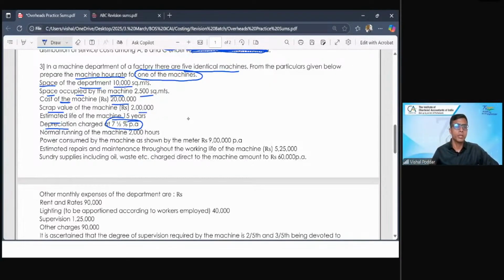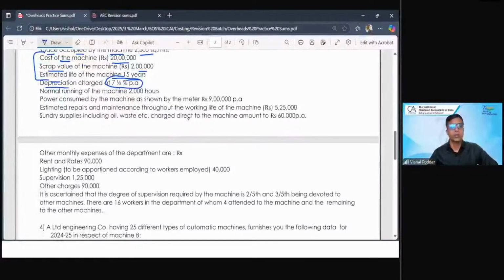So had this not been given, we would have used this data to compute the depreciation. Now, normal running of the machine is 2000 hours. So this is the machine hours. Power consumption is given. Repairs, maintenance is given.